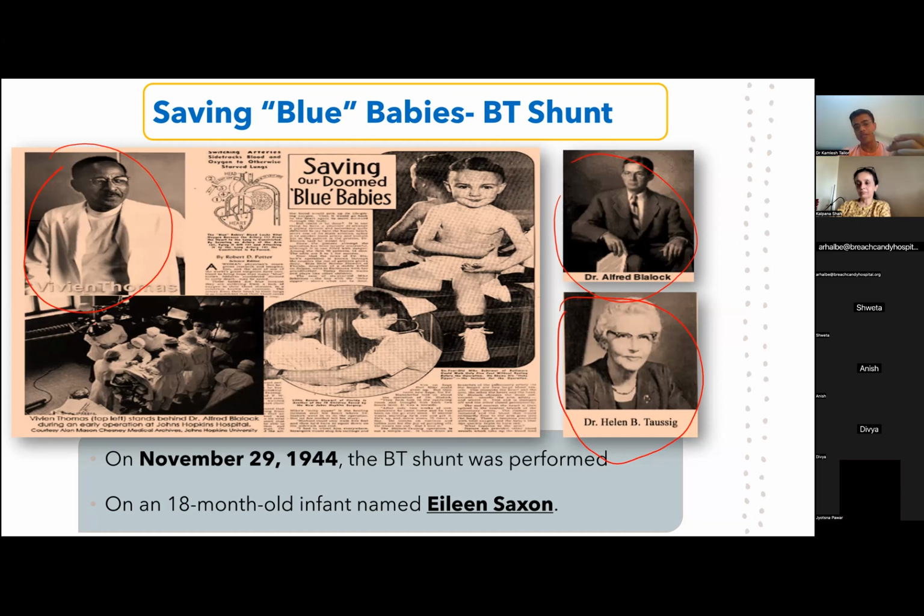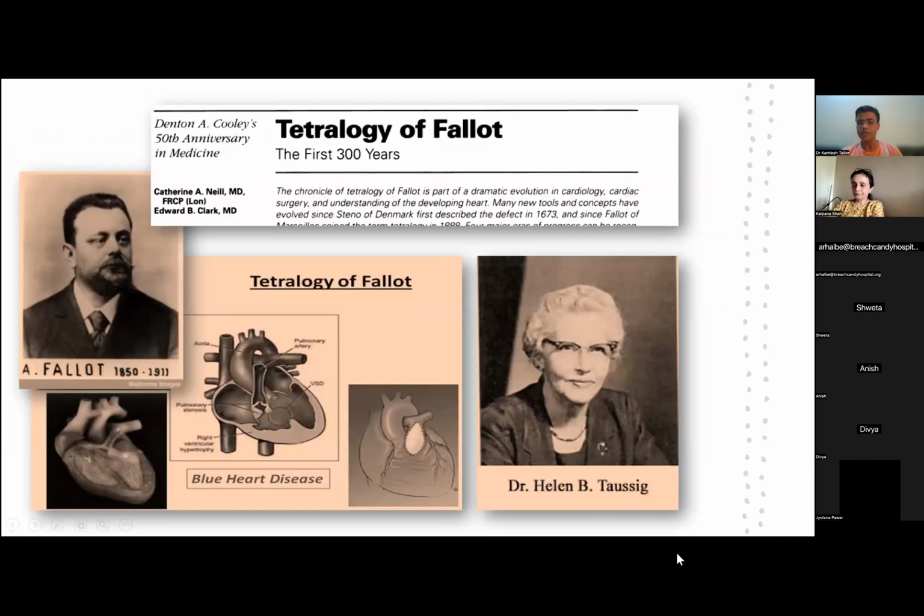subclavian artery, so there is shunting of blood from the systemic circuit to the pulmonary circuit, improving the oxygenation. This was performed on a child named Eileen Saxon. Tetralogy has been known for the last 300 years, with the very well-known names of Fallot and Helen Taussig, and it was described on the 50th anniversary of the Taussig in this paper.